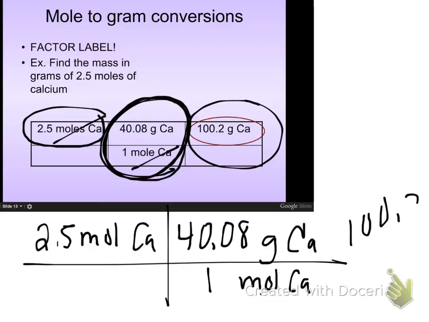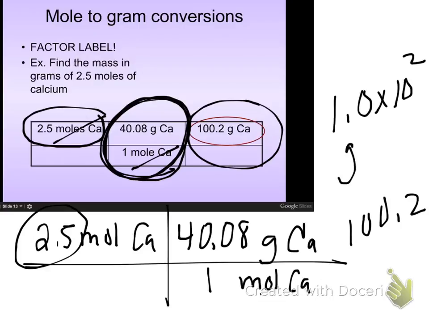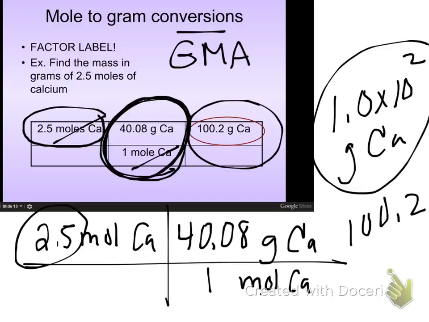How many sig figs can we have? 2. So this would have to be 1.0 times 10 to the second grams of calcium. It's the only way to do that one with correct sig figs. So this is for GMA. This is moles to grams. And just to refresh on factor labels, once you've made sure that your units cancel and you're in the units and chemical you want, you're just multiplying everything across the top, multiplying everything across the bottom, and dividing top by bottom. So obviously on the bottom we've just got a 1, so it's just multiplication.